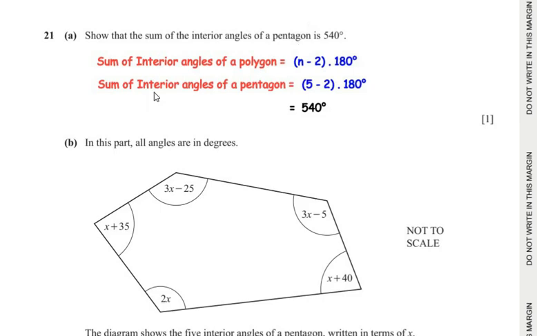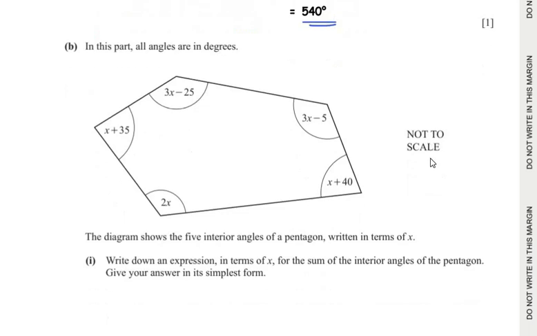So here the sum of interior angles of a pentagon becomes (5 minus 2) times 180 degrees. Now 5 minus 2 is 3, and 3 times 180 gives us 540 degrees, which means the sum of all the interior angles of a given pentagon is equal to 540 degrees. Now moving on to the next question.